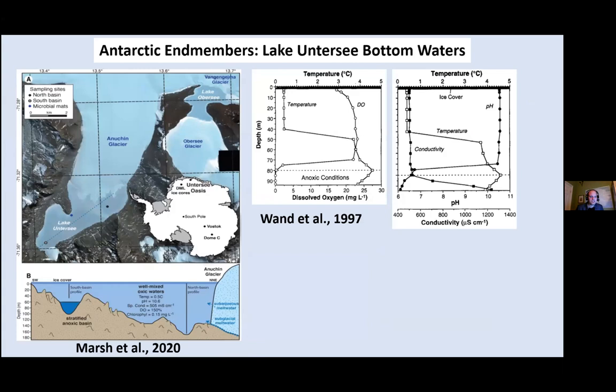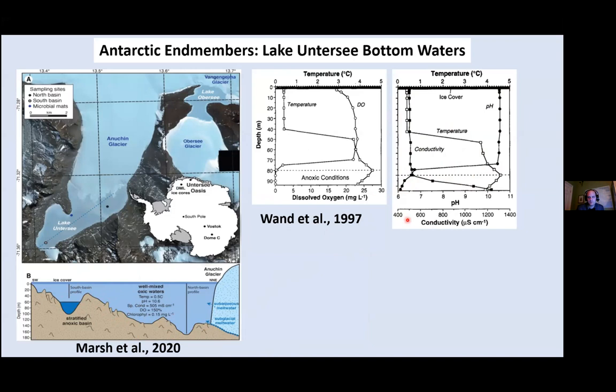So looking at our final example here, which is Lake Untersee, particularly the most concentrated geochemistry happens in this stratified anoxic basin at the bottom of the lake that's separated from the well-mixed oxic waters in the rest of the lake. So these are work by Wand and others and Marsh and others. But in these bottom waters here, the conductivity shoots up. The pH drops from highly basic to near neutral levels. And the composition becomes almost entirely a bicarbonate.